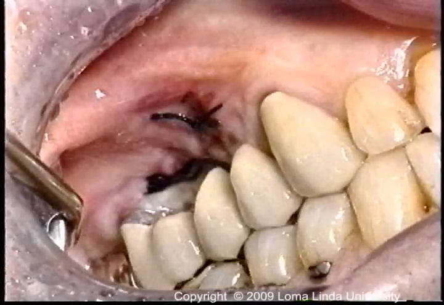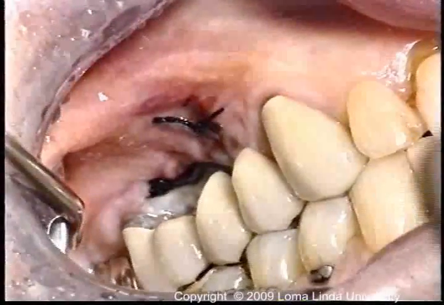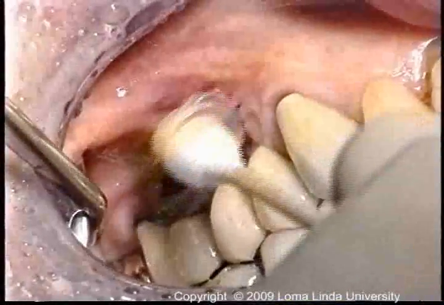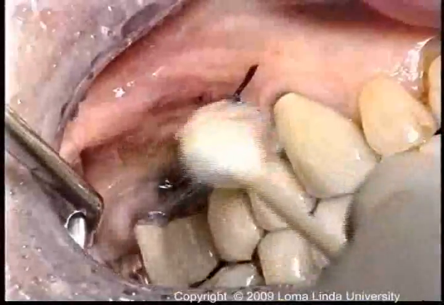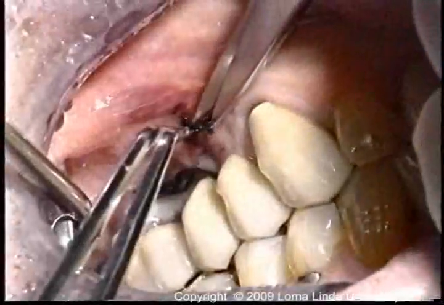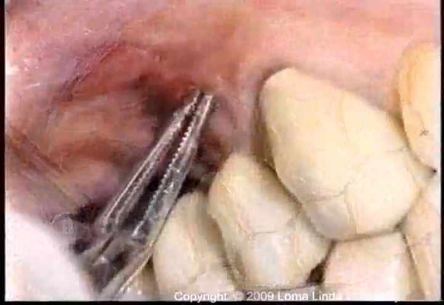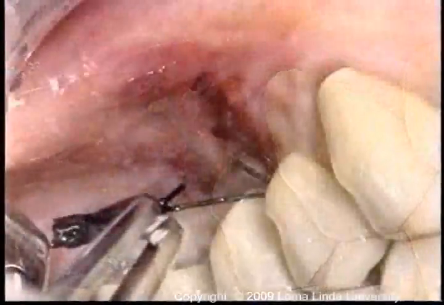5 days later, the patient returned for suture removal. Good initial healing is noted. The sutures are washed with chlorhexidine and topical anesthetic is applied. The sutures are cut with number 18 iris scissors and removed with cotton pliers.